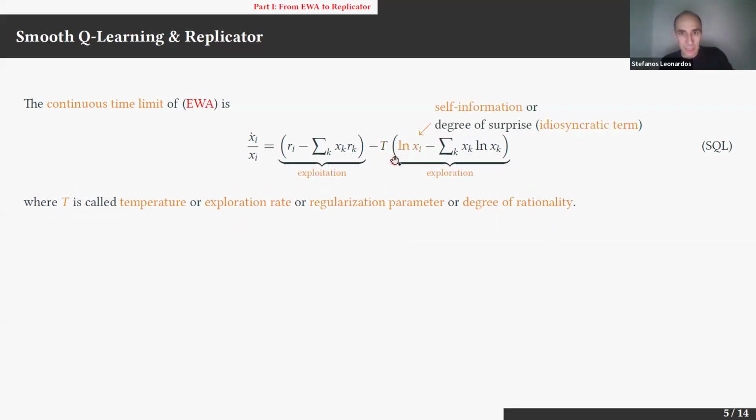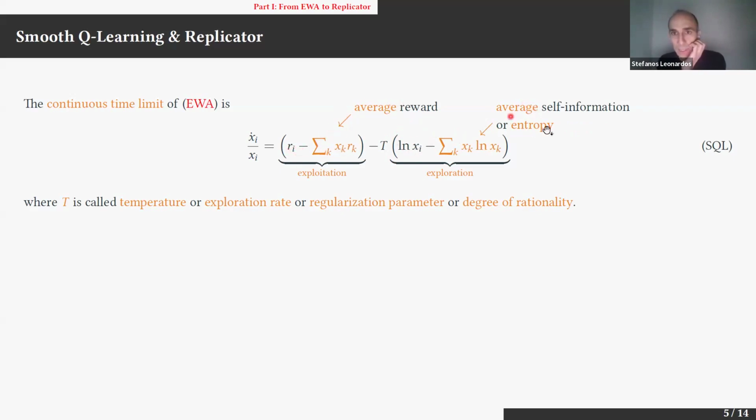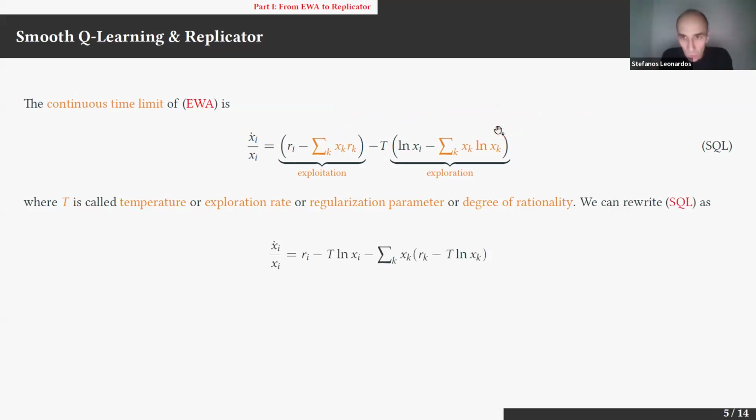We discussed these terms, and here you have the other terms. Here you have the individual reward of action i, the average reward, and here the average self-information, or entropy. This is also called entropy. So it's tempting to understand these dynamics a little bit more.